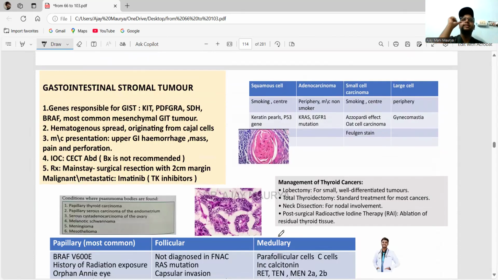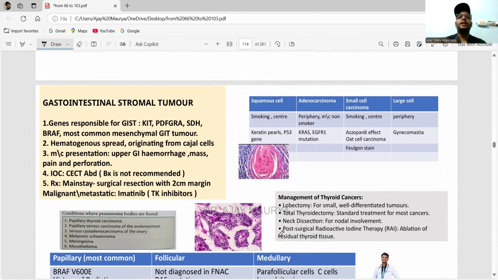Next one is GIST, gastrointestinal stromal tumor, of the stomach. Remember the genes responsible for GIST are KIT, PDGFRA, and BRAF, and it is the most common mesenchymal GIT tumor. This is one MCQ.